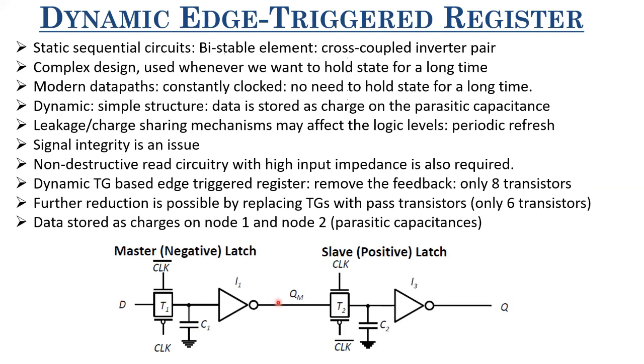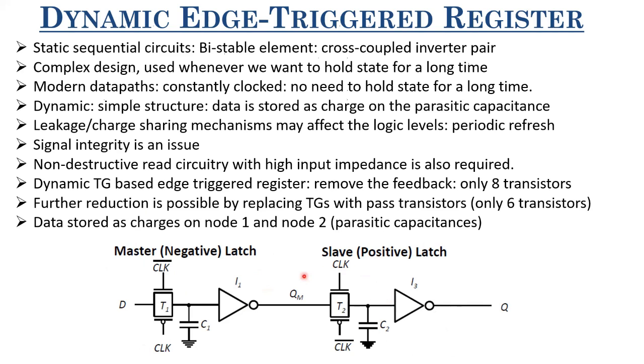Like the last innovation that we discussed in the previous lecture, it had a feedback inverter like this. If we remove that feedback inverter from the path, we end up having this dynamic transmission gate based edge-triggered register. And here we have only got 2 transmission gates and 2 inverters, so a total of 8 MOSFETs.